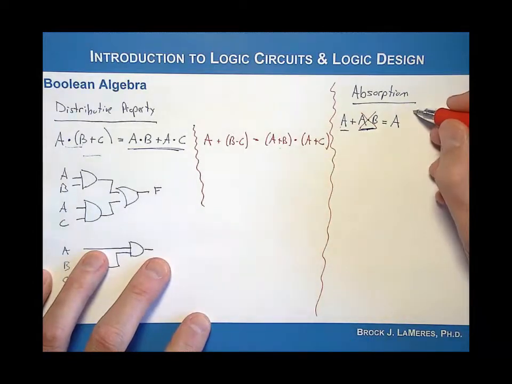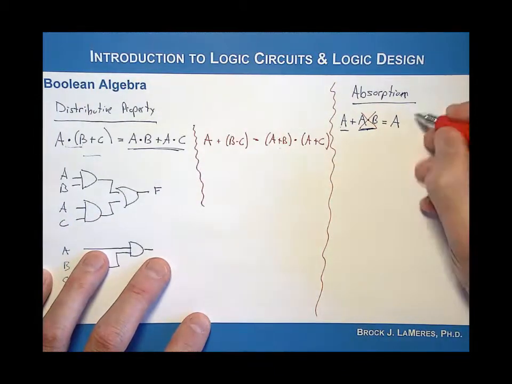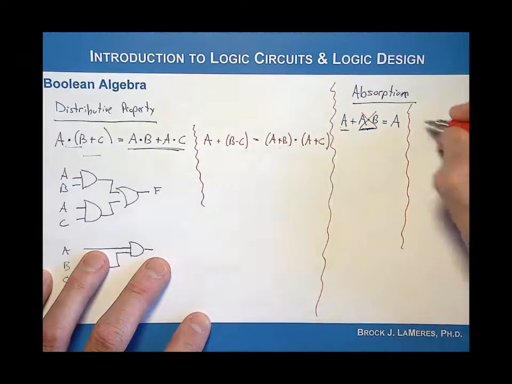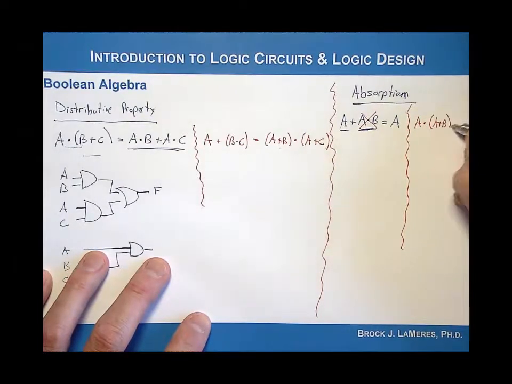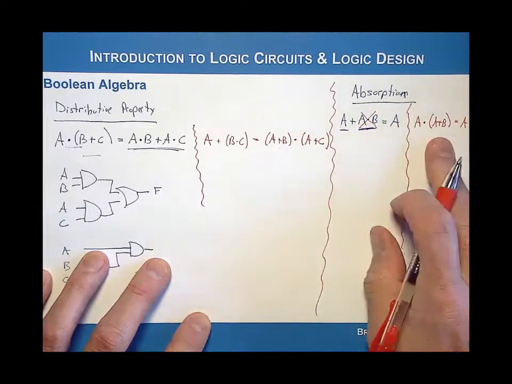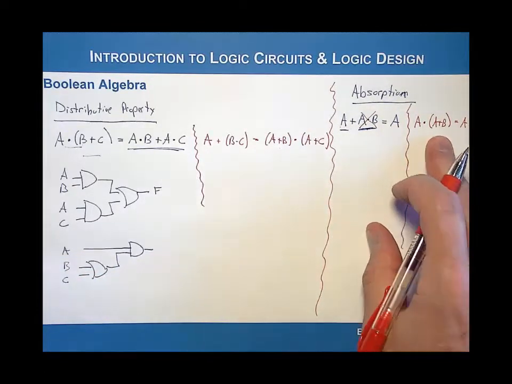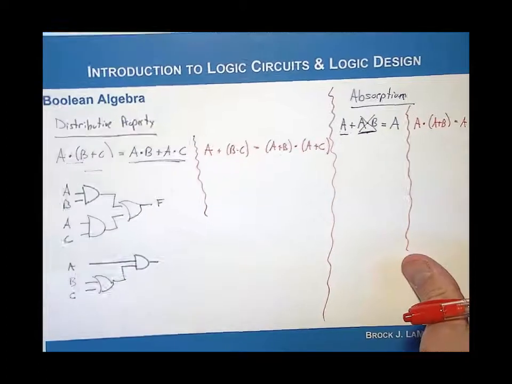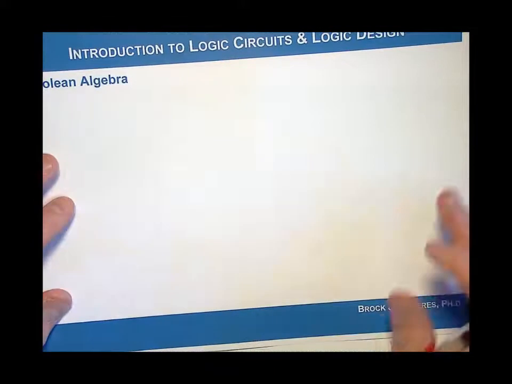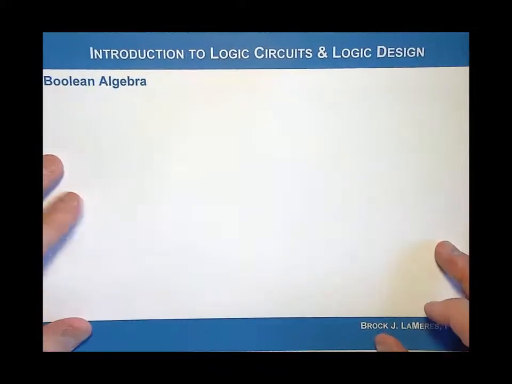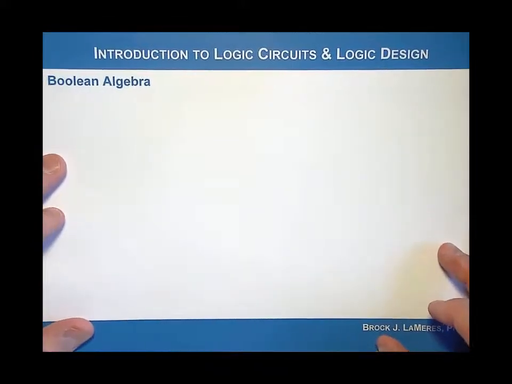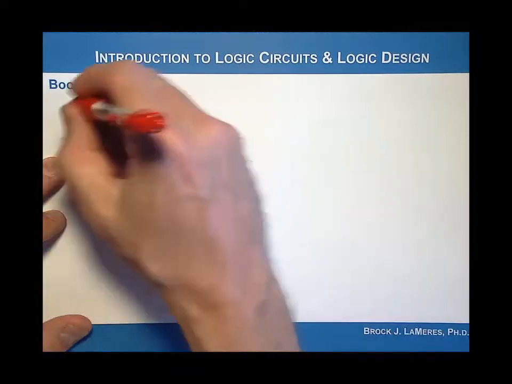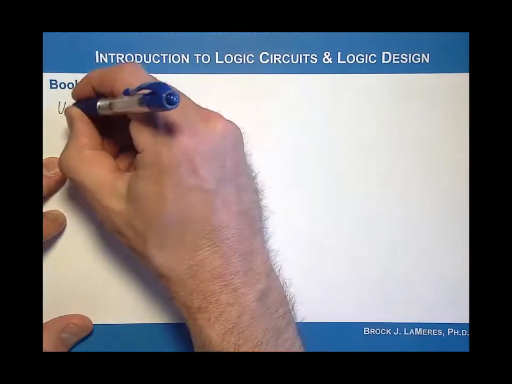So this is absorption. Let's take a look at the dual. The dual of that would say that A ANDed with A ORed with B is also equal to A. So one of the terms was absorbed into the other one. Okay? All right. So now let's take a look at yet another multiple variable theorem. And in this one, we will have the theorem called uniting.